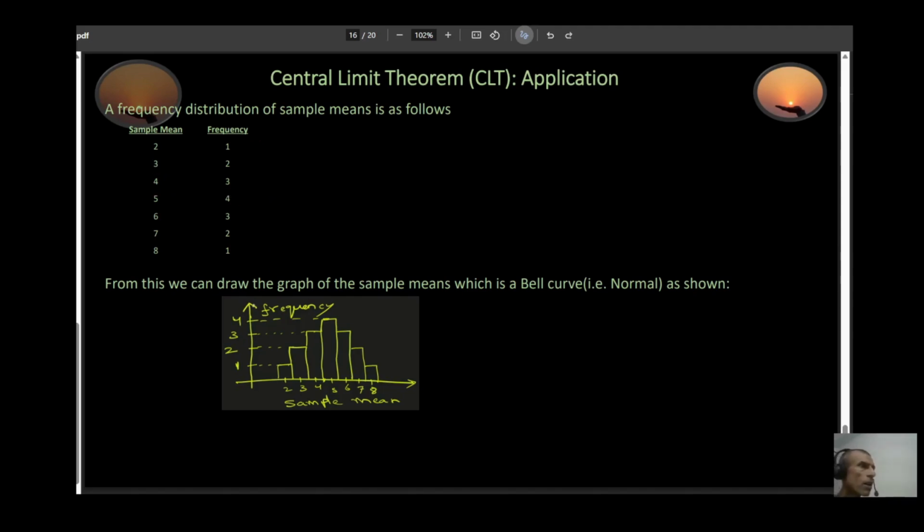Okay, once I get the frequency table, from here I can draw the graph of my sample means. And in this case, you can see it is almost like a bell-shaped curve. Well, 2, right? How many twos I got? 1. So this is 1 right here. How many threes I got? This is my 3 right here. There are only two threes. And this is my 4. How many fours I got? 3 fours. How many 5s I got? 4 fives, from here. And then if you look at the shape, it's almost like a bell-shaped curve.